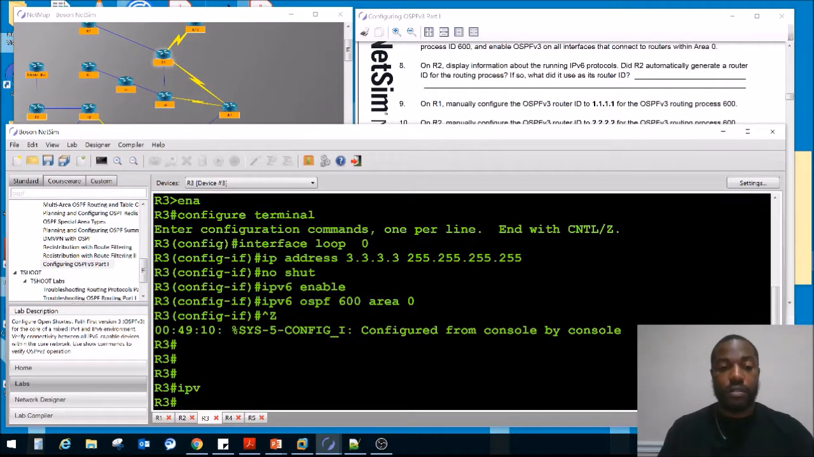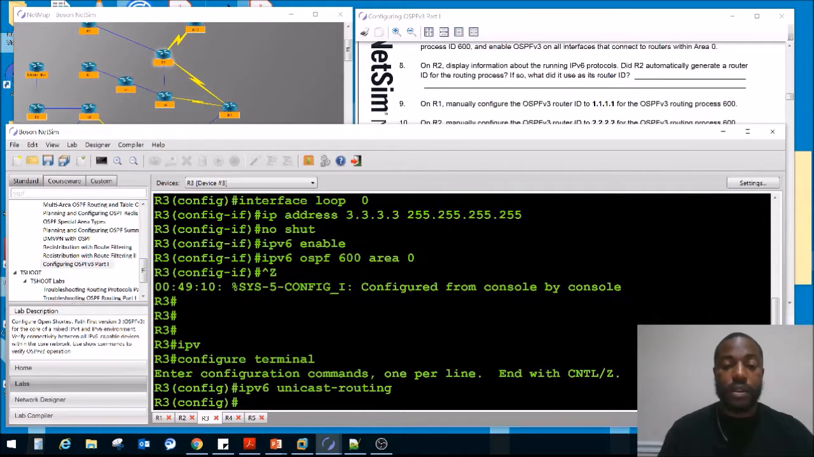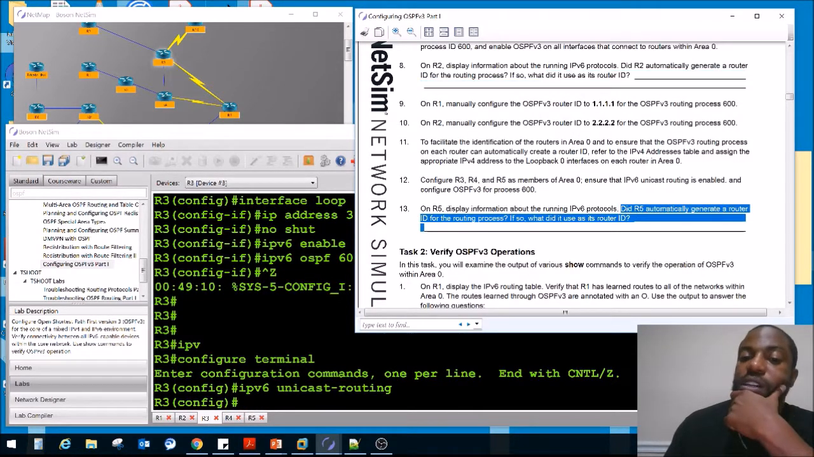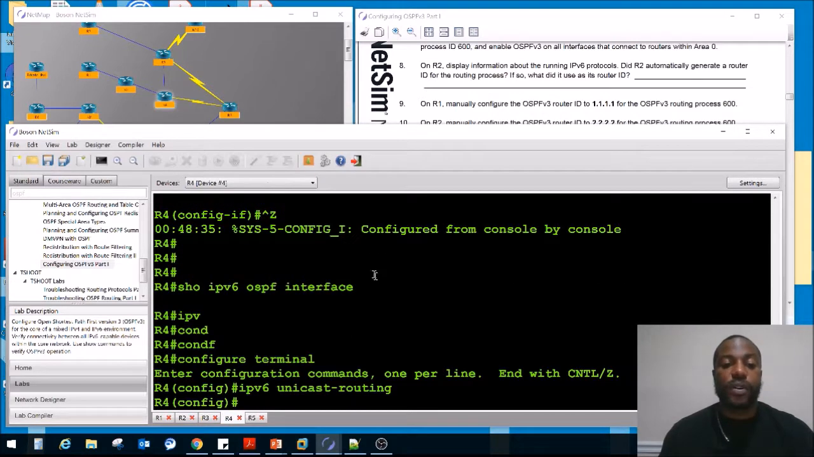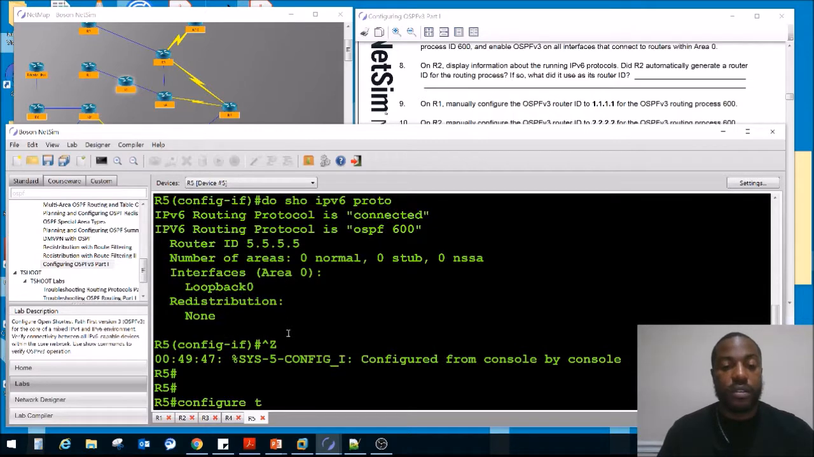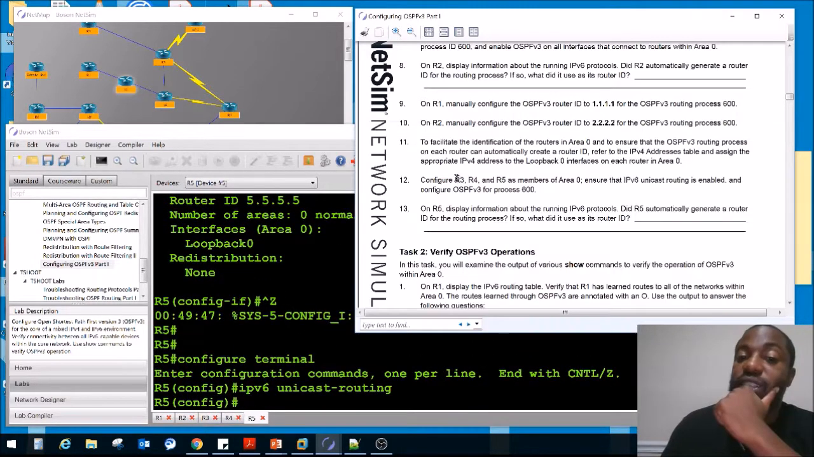IPv6 unicast routing. Remember, I'm doing this for the first time. Did it generate a router ID? Yes, it did. Quad 5. Let's go to router 3. Make sure we did that. Router 4 has unicast routing. Router 5, let's make sure we got unicast routing on here. IPv6 unicast routing. It says here, configure those as members of area 0.